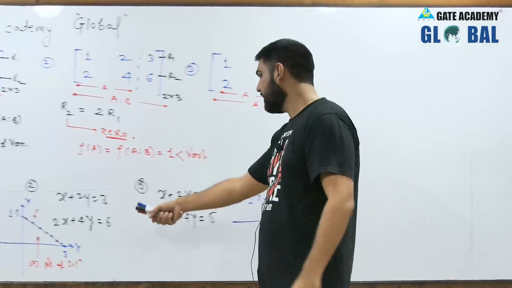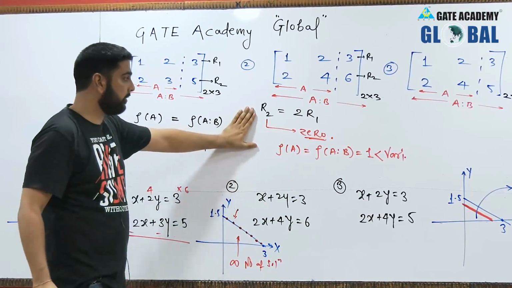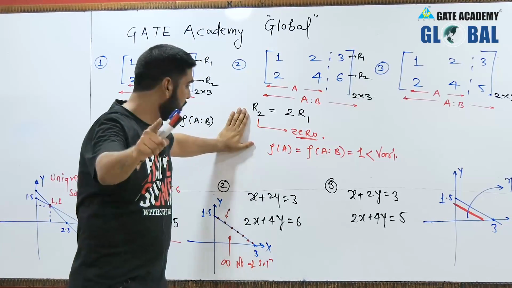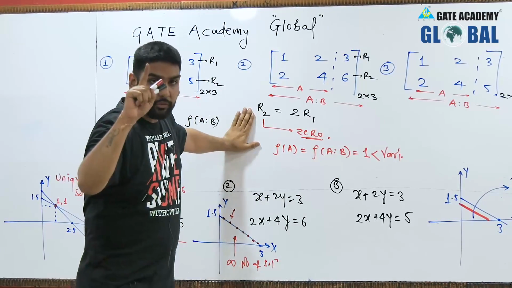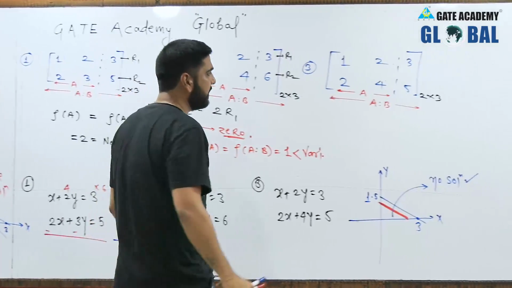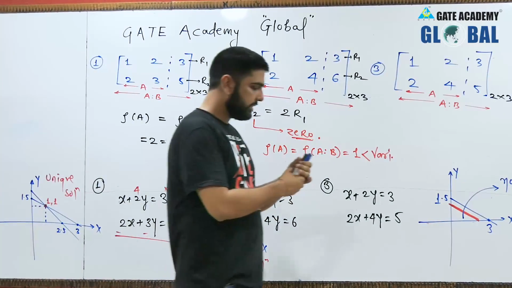So in this system, we can say for the infinite solution, or for the system which is having the infinite solution, the rank of A is equal to rank of AB, which should be less than what? The number of variables. Now the third case we are having here. The third case is a very special case.